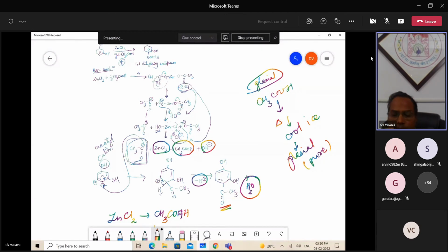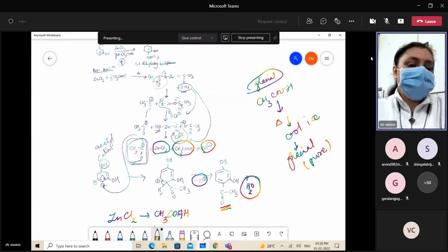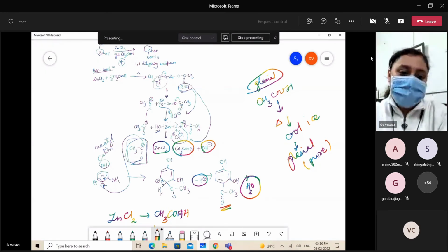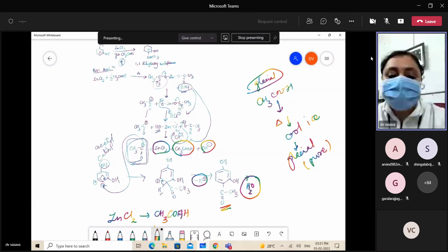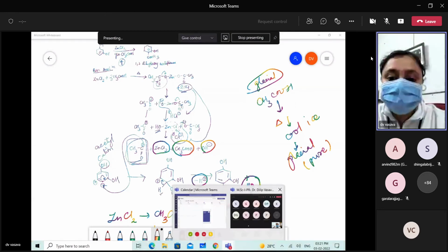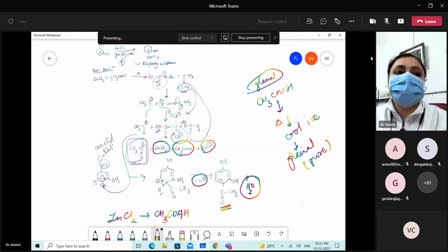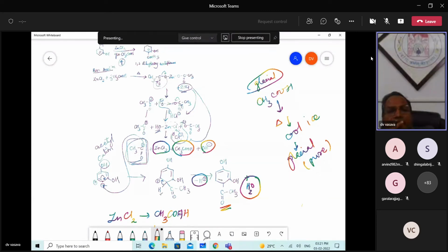Okay. So you might have heard of the glacial Antarctica. Okay, so that word is derived from there actually. Okay, anything else regarding the acetophenone?